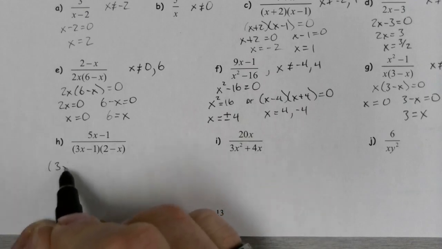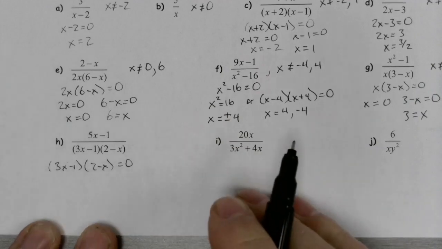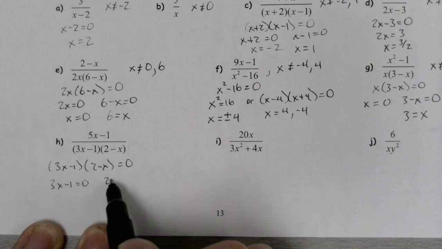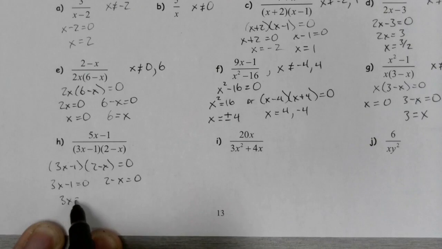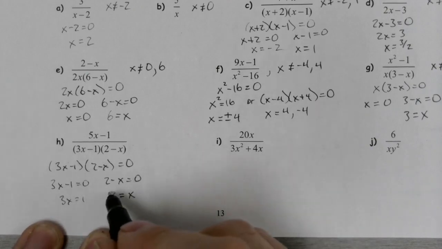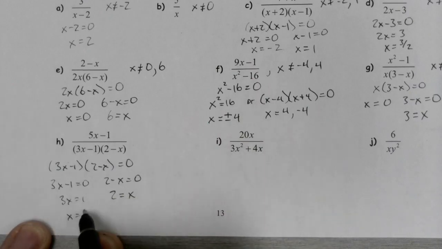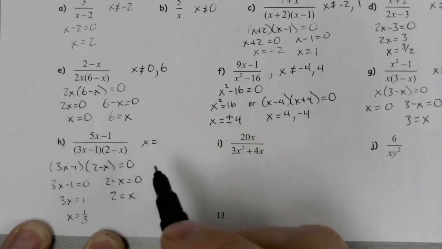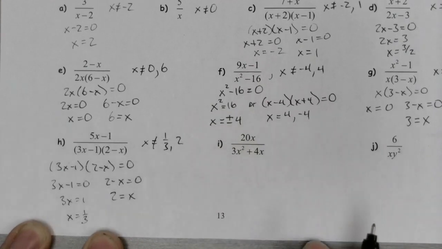So here, 3x minus 1 multiplied by 2 minus x. I'm curious to know what values of x make that equal to 0. That means either one of those two factors could be 0. So bring the 1 over. Here I'll bring the x over. And in this case, I'm already done because x is isolated. But here I'd have to go one step further: divide by 3. And so my restrictions are that x cannot equal 1/3 or 2.